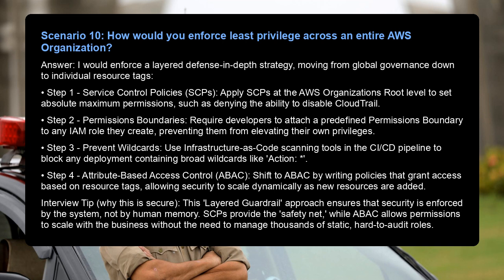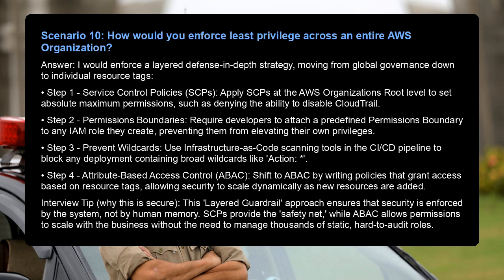Apply SCPs at the AWS organization's root level to set absolute maximum permissions, such as denying the ability to disable CloudTrail. Step 2. Permissions boundaries. Require developers to attach a predefined permissions boundary to any IAM role they create, preventing them from elevating their own privileges. Step 3. Prevent wildcards.